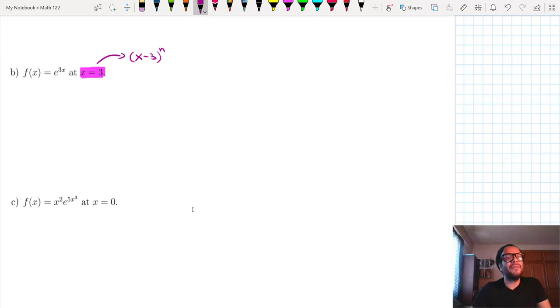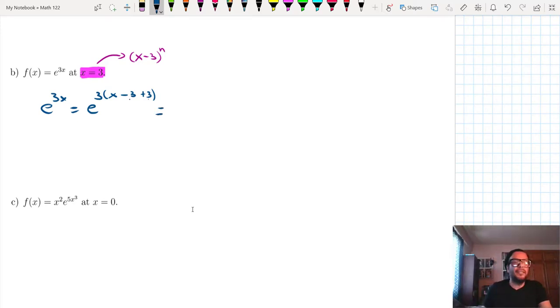Okay, but we don't have that x minus 3. We just have this e to the 3x. But I'm going to do a trick here. e to the 3x is the same as e to the 3 times x minus 3 plus 3. That's basically like adding 0, because negative 3 plus 3 is the same as saying 0.